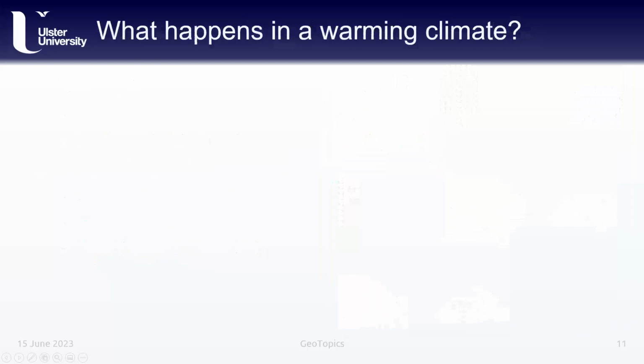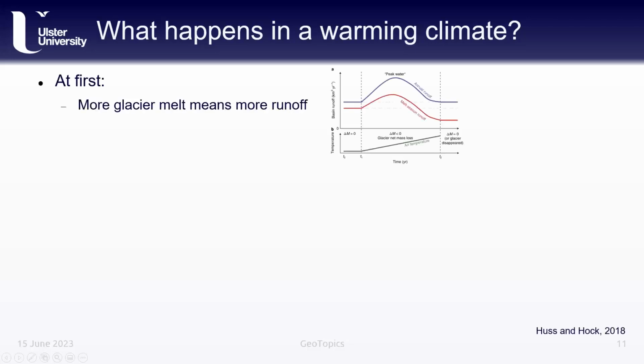However, what happens when we start warming the climate, right? Because that's obviously an important question that we're talking quite a bit about today. So at first, more glacier melt means we have more runoff, right? So we're melting more water, there's more water flowing through our river systems, and so you end up seeing that there's this actual increase in the amount of discharge over time.